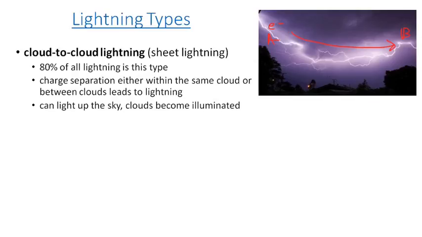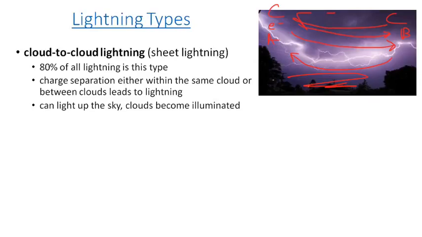Now actually, in lightning, electrons are exchanged multiple times. Electrons go back from B to A, and electrons go from A to B. They can go back and forth several times. This lightning up here is called cloud to cloud lightning. It could be within the same cloud, different parts of the same cloud, or between two different clouds.